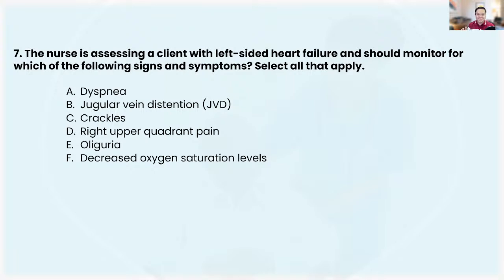The nurse is assessing a client with left-sided heart failure and should monitor for which of the following signs and symptoms? Select all that apply. A, dyspnea. B, jugular venous distension. C, crackles. D, right upper quadrant pain. E, oliguria. F, decreased oxygen saturation levels. The question states, the nurse is assessing a client with left-sided heart failure and should monitor for which of the following signs and symptoms. Select all that apply. Is it dyspnea? Is it JVD? Is it crackles? Is it right upper quadrant pain? Or oliguria? Or decreased oxygen saturation levels?